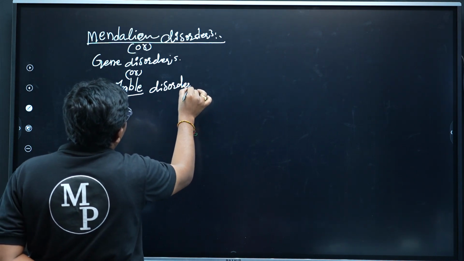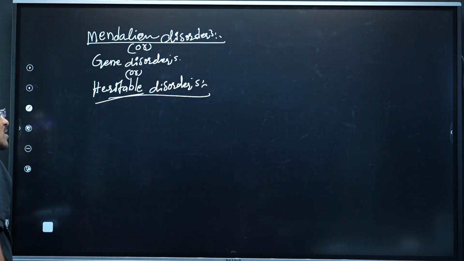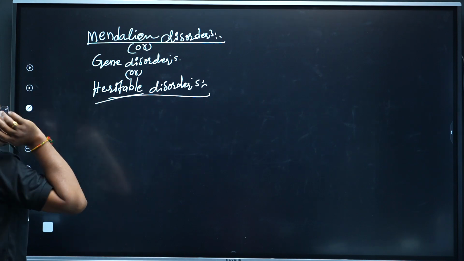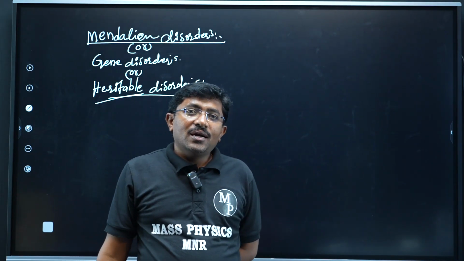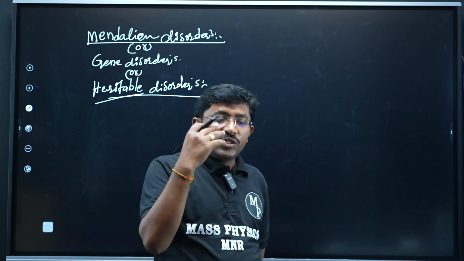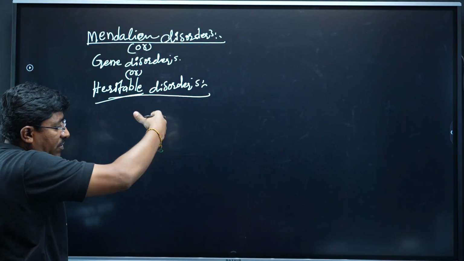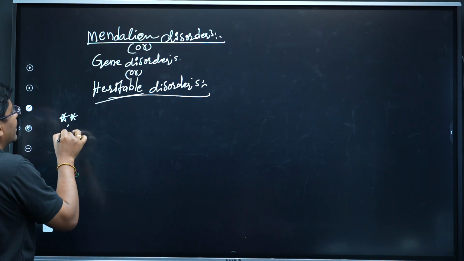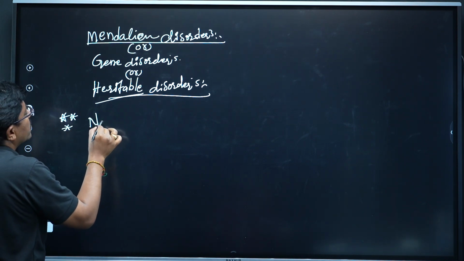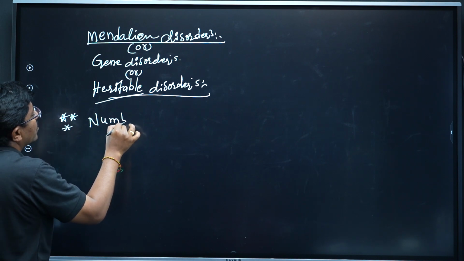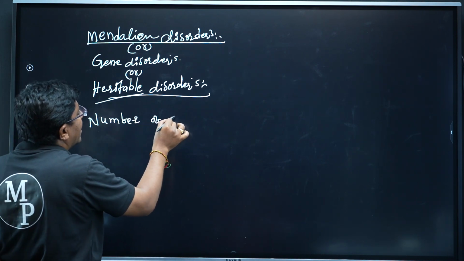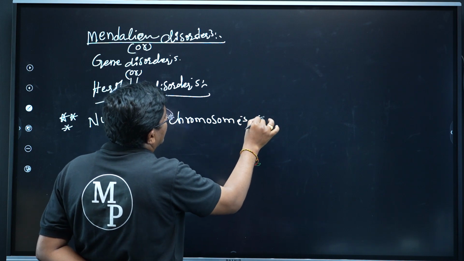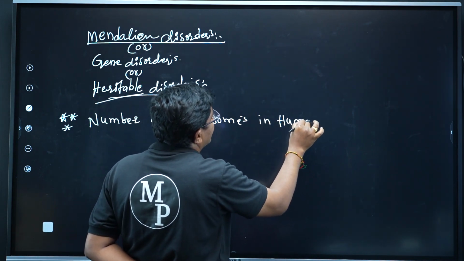Heritable disorders means which can be transferred from one generation to the next generation. Actually, these genetic disorders occur in two ways. Before we list out the total genetic disorders, first I'll explain one important point here. How many chromosomes are there in a human being? Number of chromosomes in human, that is the first point.